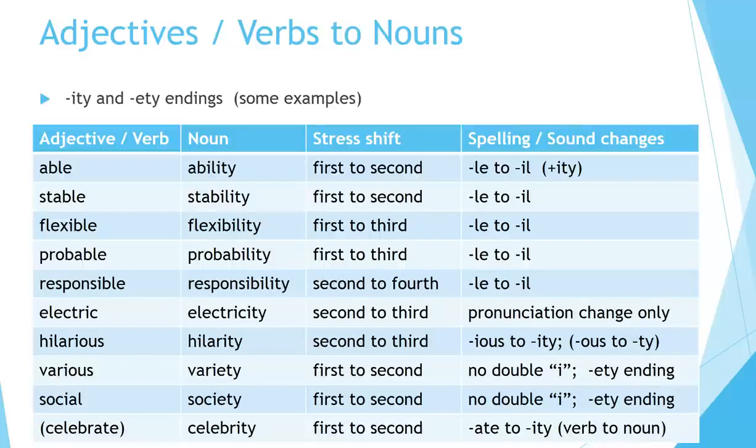The same thing holds true for the next example. Social, society. Stress goes from the first to the second syllable. There is no double I here. Instead, the ITY ending is ETY to avoid that double I, because there is an extra syllable there.